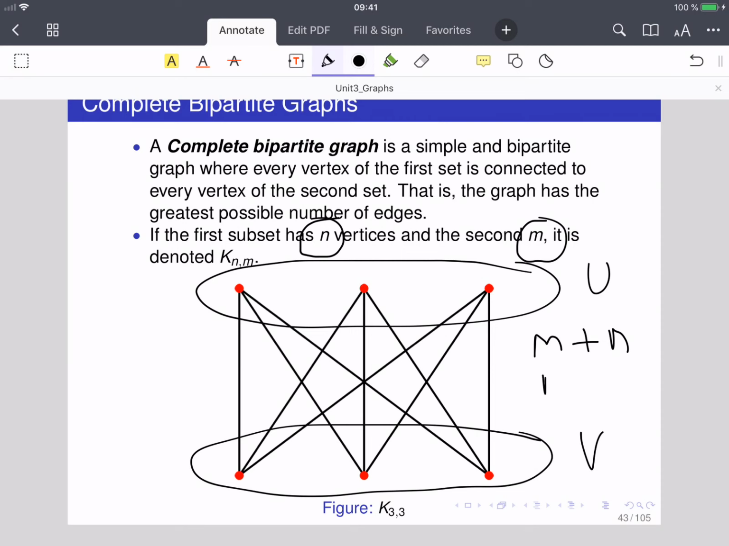This gives us, as we have reasoned before, m times n edges, and all the vertices in the part with m vertices have degree n, and all the vertices in the part with n vertices have degree m, because they are connected to the m vertices in the other part. Okay, so this is exactly the limit case that we mentioned in the previous slide.